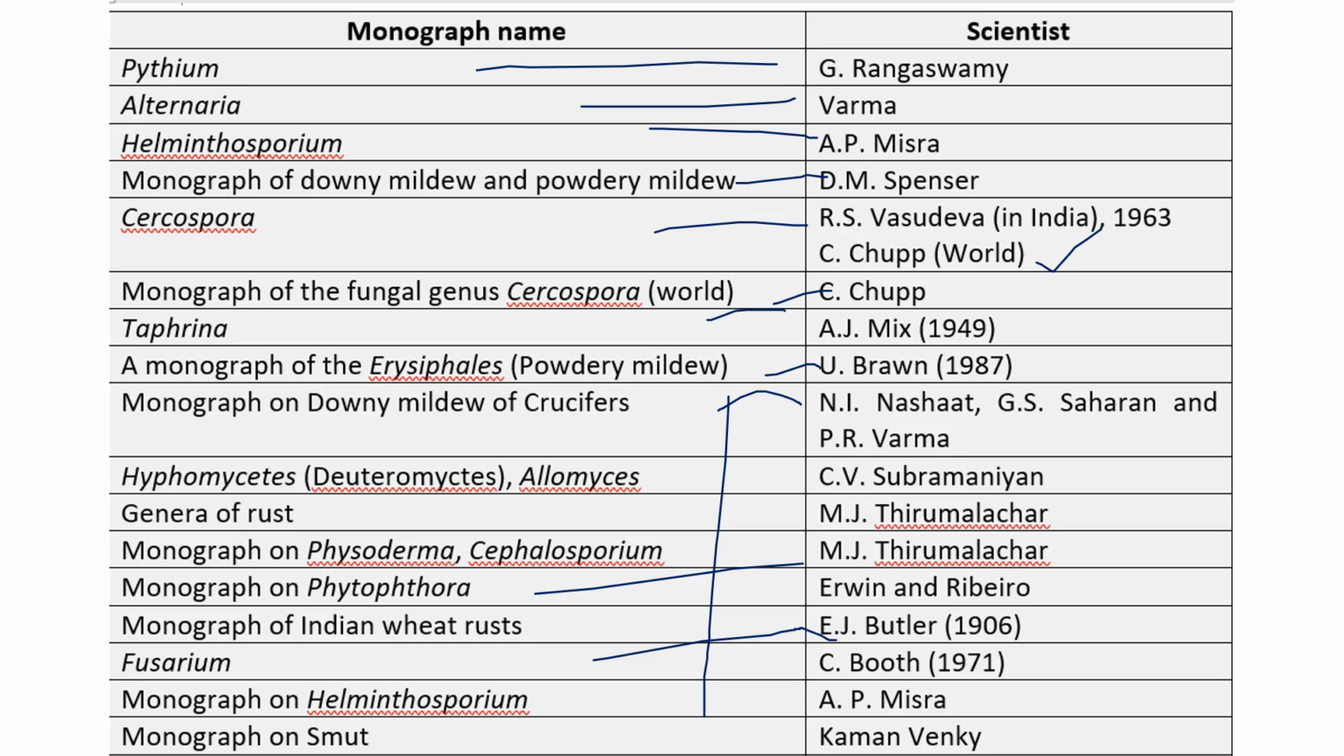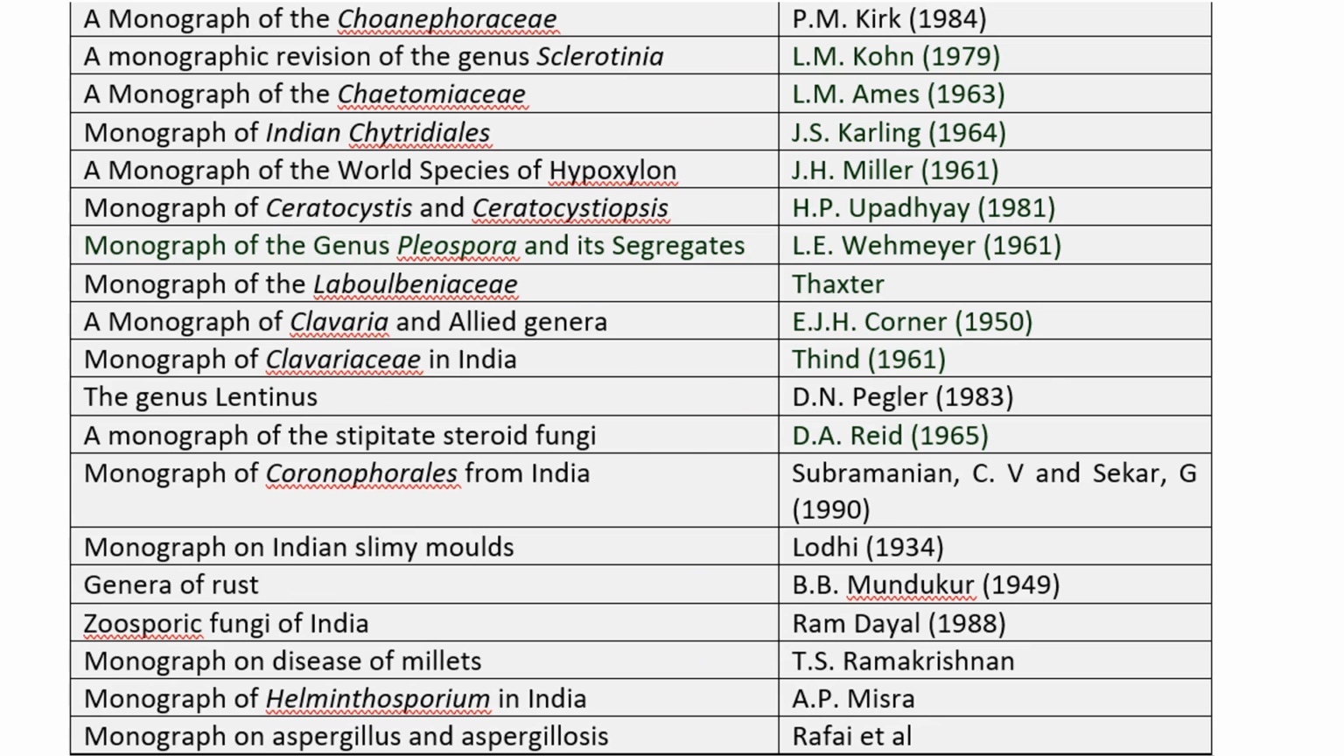Fusarium, C. Booth, it's very important. The monograph of Fusarium was written by C. Booth, very important. Helminthosporium, A.P. Verma; Smut, Kalman Venki. And other monographs have been given here. Please go through them yourself. Since one monograph was seen earlier, I have mentioned a couple of monographs and who wrote them. You guys please go through it.